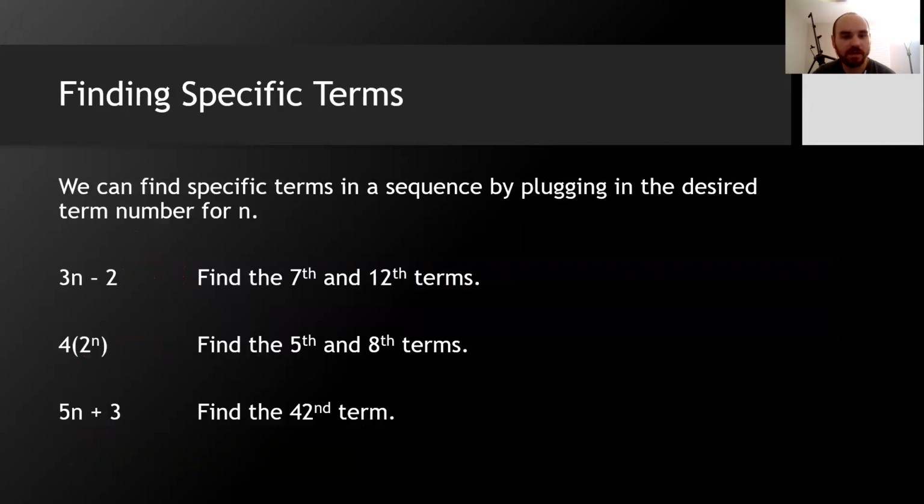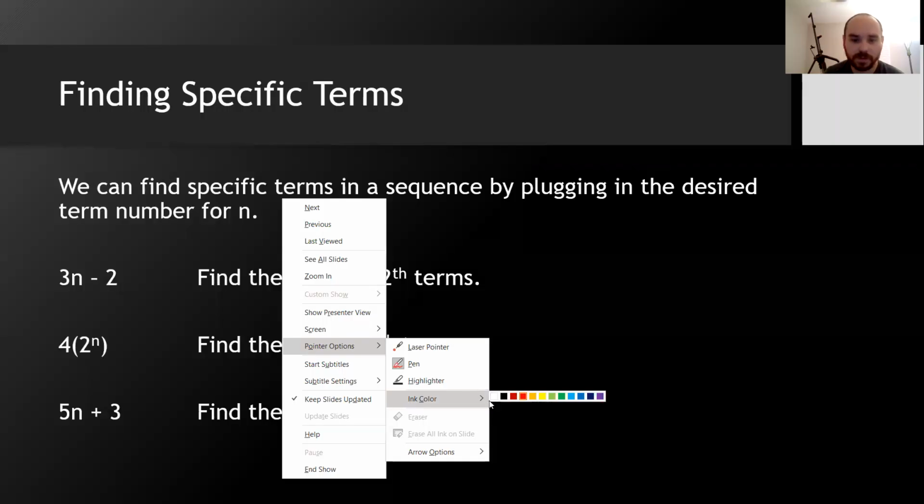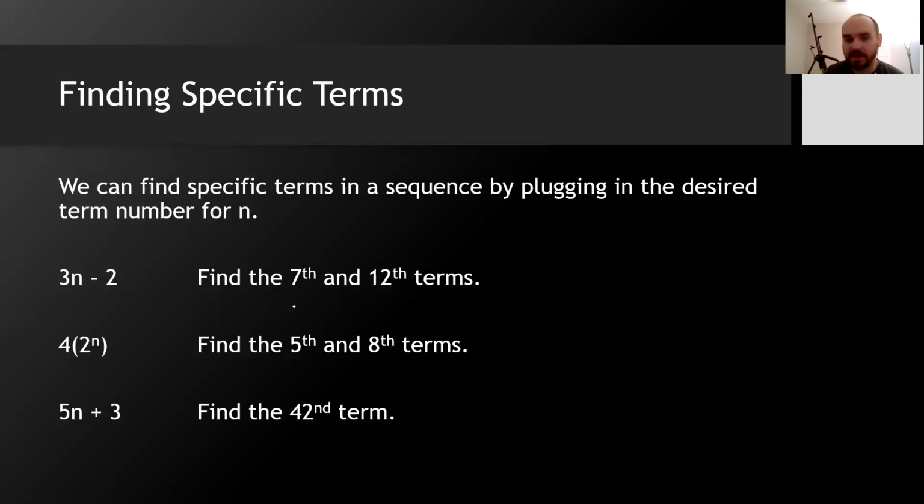Yeah, so this is the last thing we want to look for. So here, we're going to do these last couple. We're going to find the specific terms in these sequences. So this first one, 3n minus 2, it wants us to find the 7th and the 12th term. So to do this, we just have to plug in the numbers for n. So to find the 7th term, we're going to do 3 times 7 minus 2. 3 times 7 is 21 minus 2 equals 19. So our 7th term is 19.